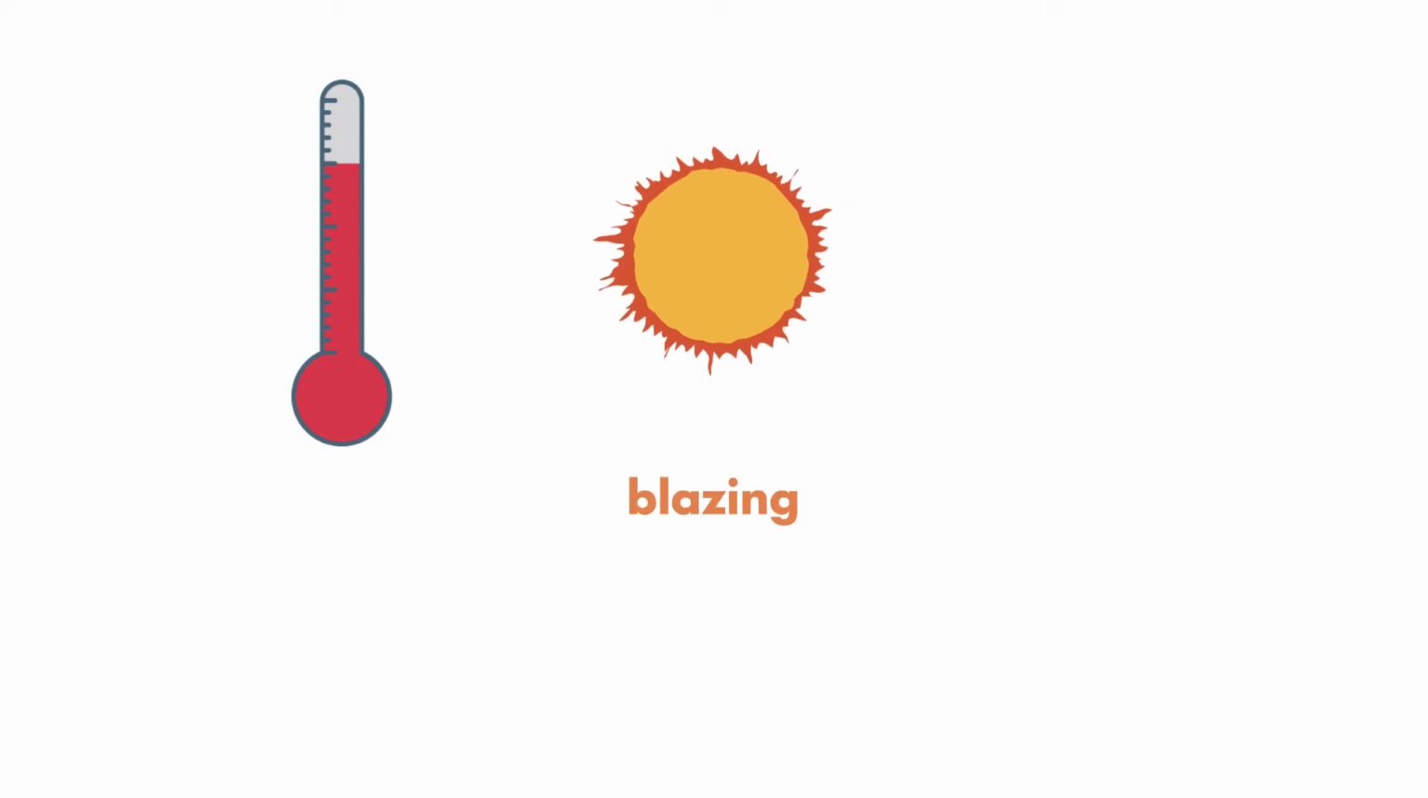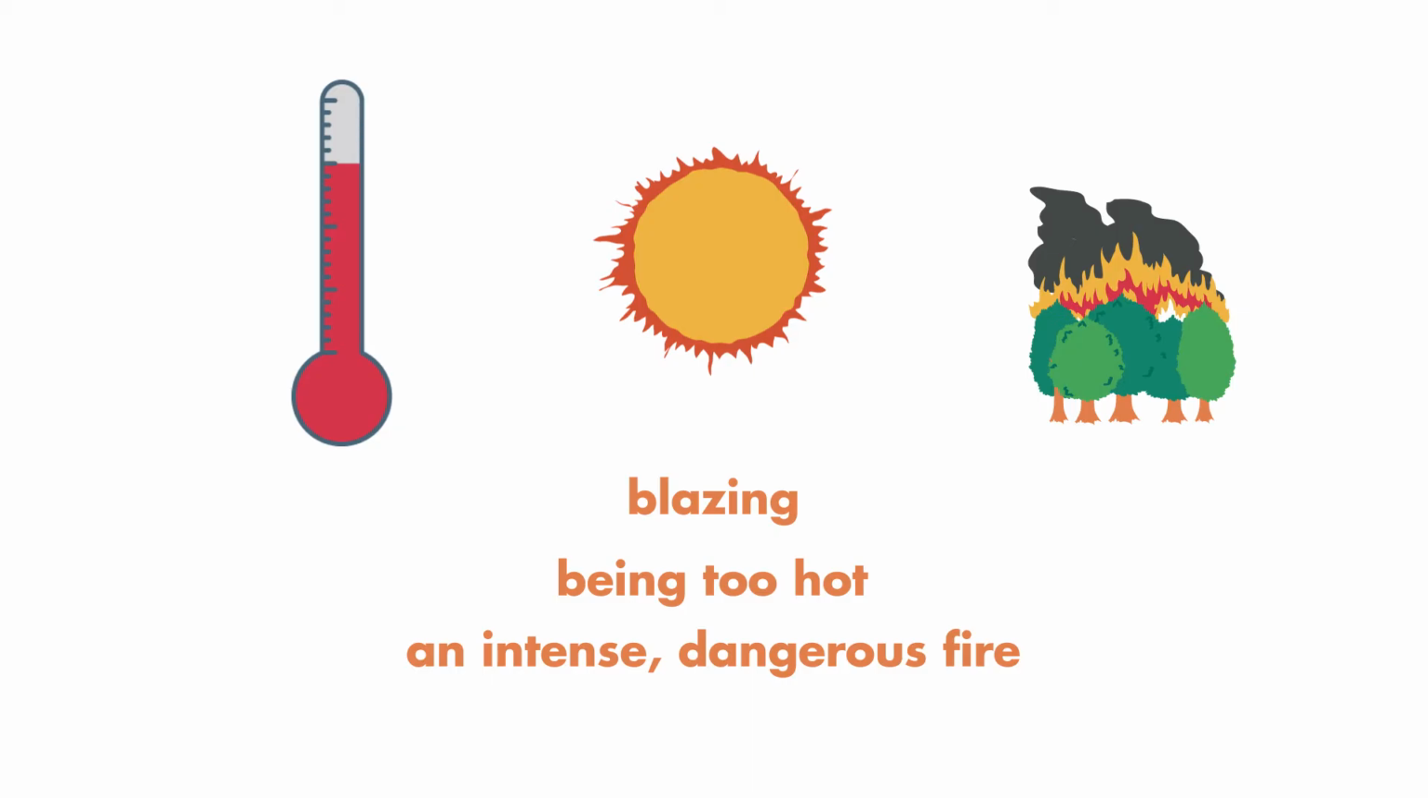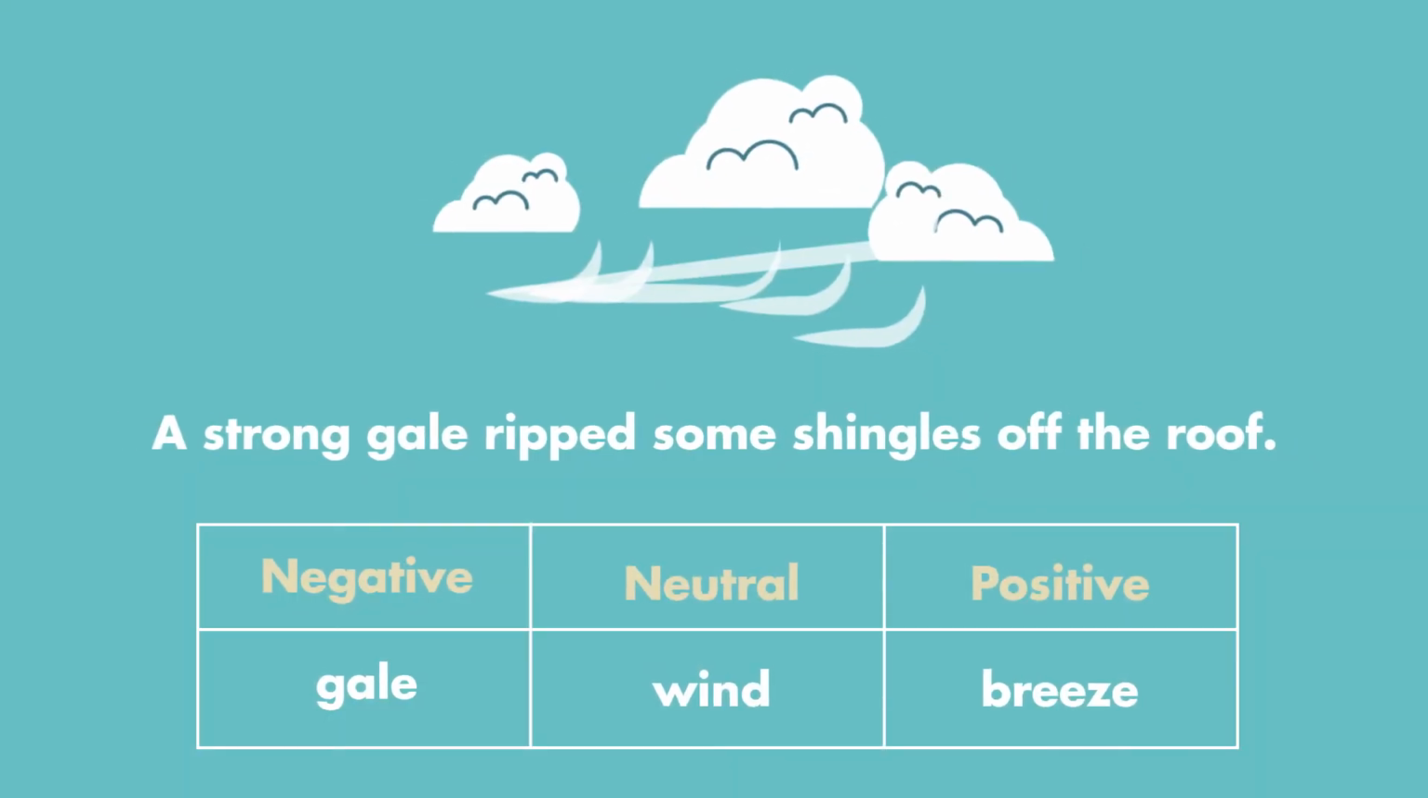Blazing is a word that is related to temperature. But what comes to mind when we hear the word blazing? We think of being too hot or an intense, dangerous fire. Blazing can give us a negative feeling when we hear the word. The connotation of a word is the meaning we associate with it. A connotation can be positive, negative, or neutral.